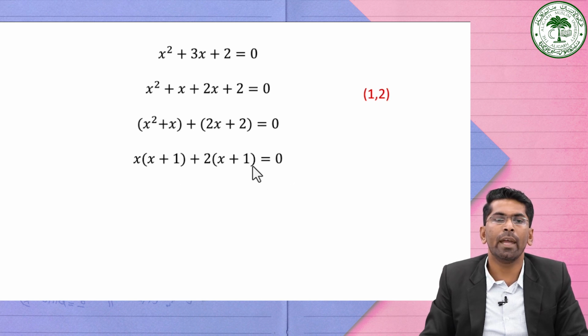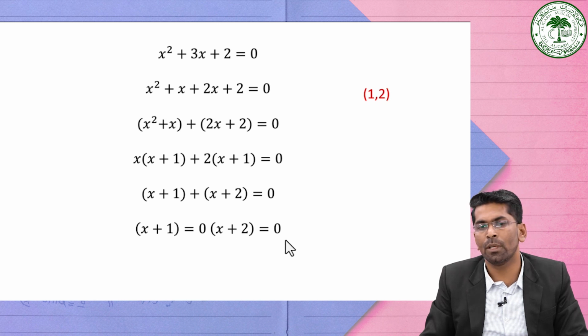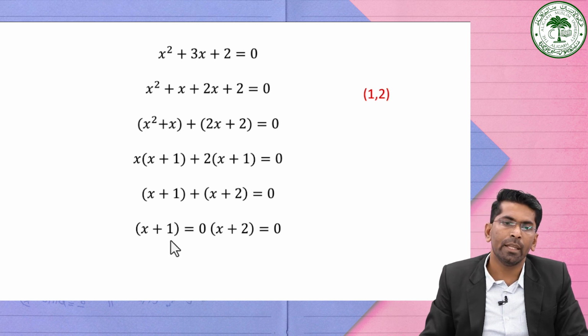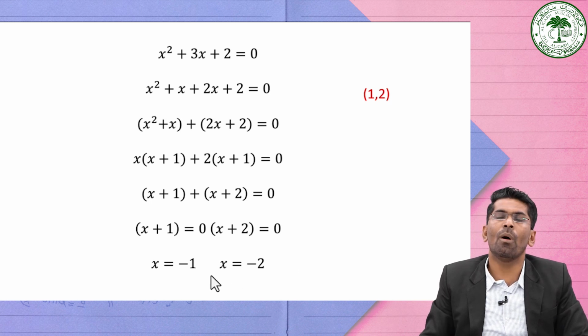See here, x plus 1 and x plus 1 is common, so I am taking only one x plus 1. Then what is remaining here? X plus 2. So the factors are x plus 1 into x plus 2, which is equal to 0. Now we can equate each term to 0. See, x plus 1 is equal to 0, x plus 2 is equal to 0. Then I can solve these equations for x: x is equal to minus 1 and x is equal to minus 2. So the values of x are minus 1 and minus 2.